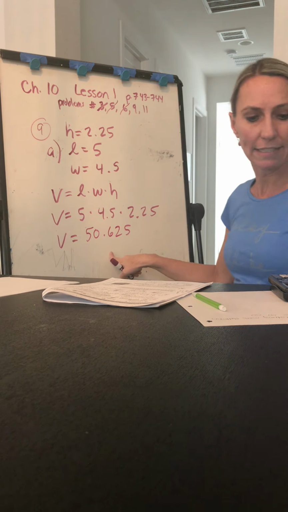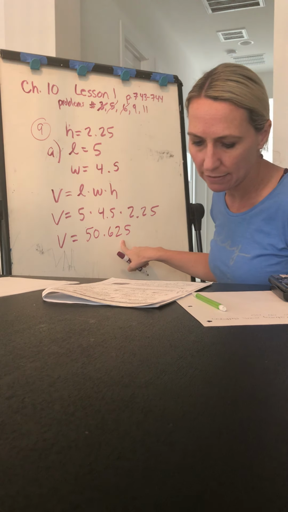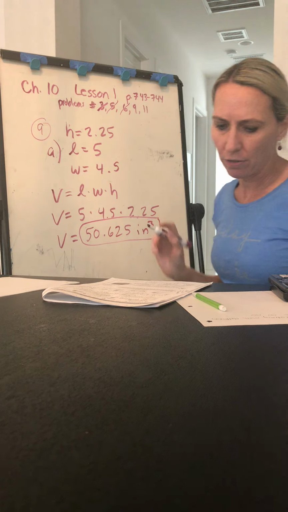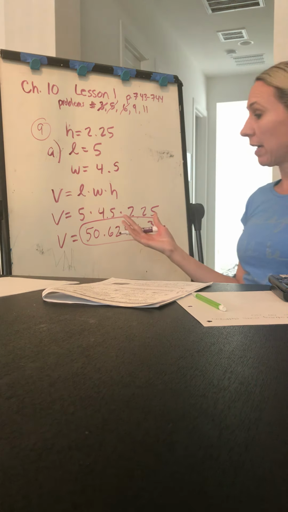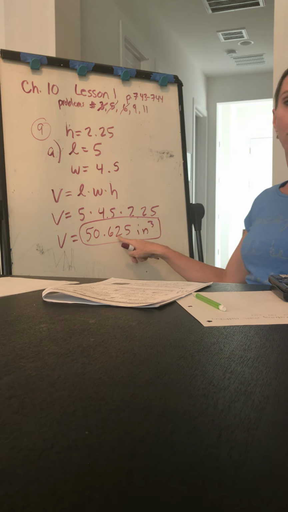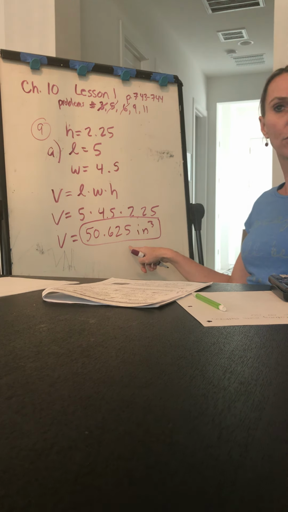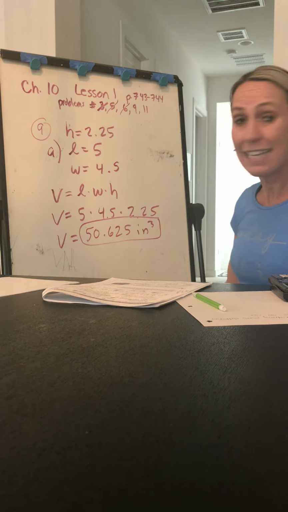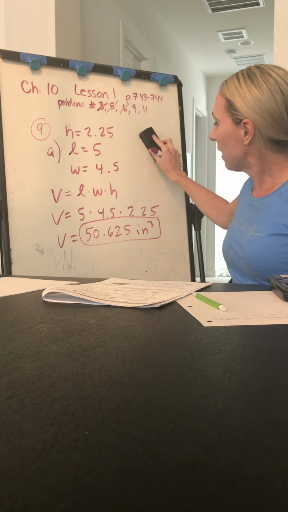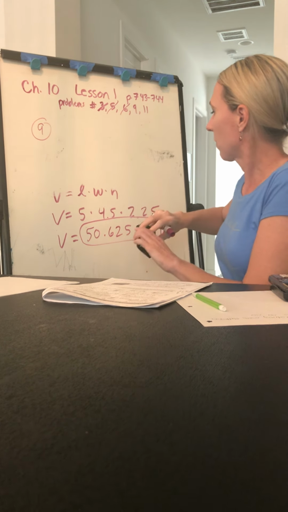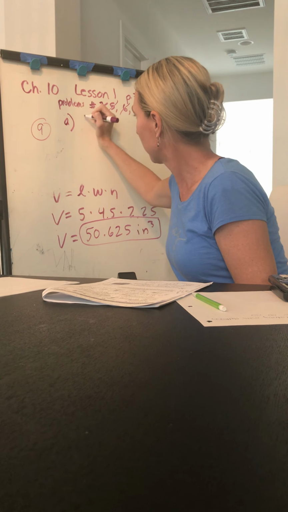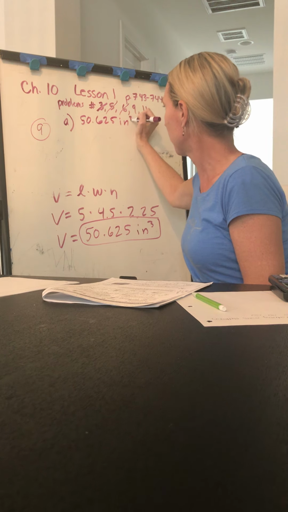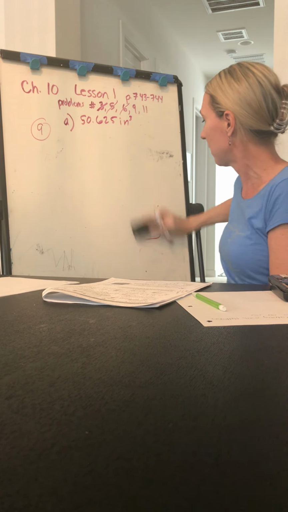Okay, this is the exact answer, and it's going to be in units. It's inches cubed. I don't think it said round, but if it said to round to the nearest 10th or 100th, that would be 50.63. I'm just going to leave it like this. If it doesn't say round, usually you don't round. Okay, that's A. So my answer to A is 50.625 inches cubed. That's the volume of how much the sand is filled.